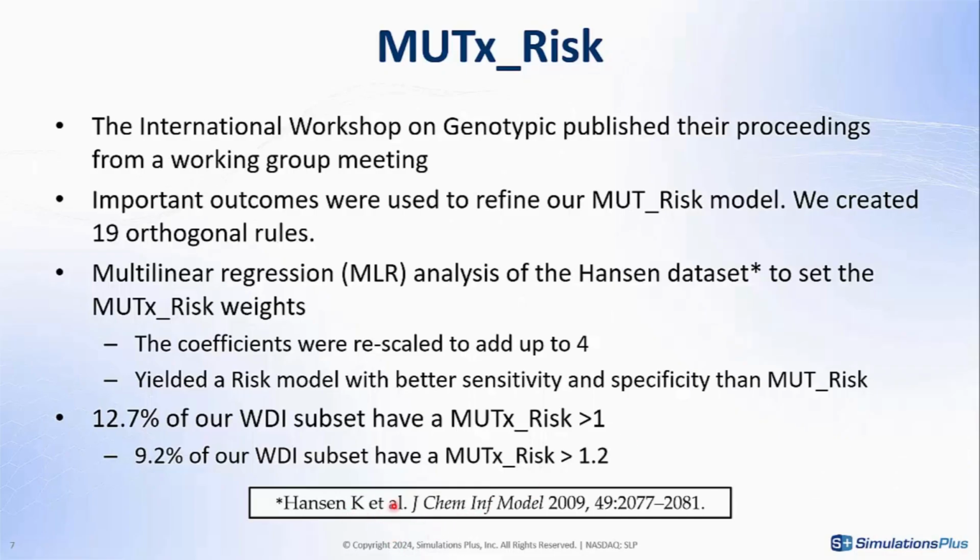And it's a fairly large curated set of data. We used multiple linear regression to give the coefficients for the mute risk and come out with a score for each one of those. And I'll show these here in a second. In our hands, 12.7% of the World Drug Index have a mute risk above 1, and 9.5% have a mute risk above 1.2.